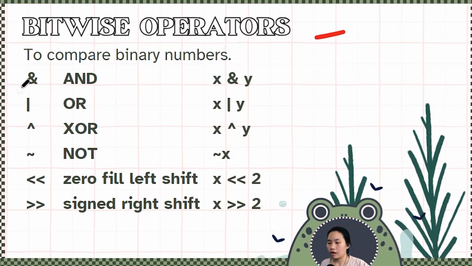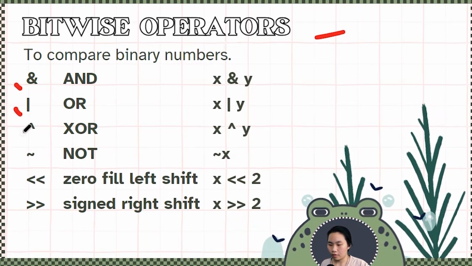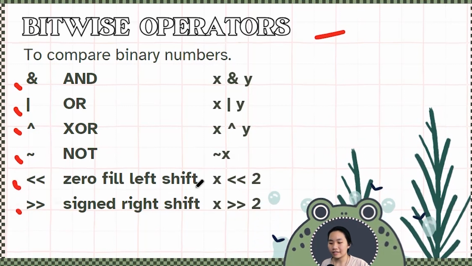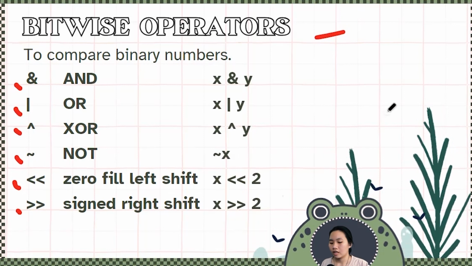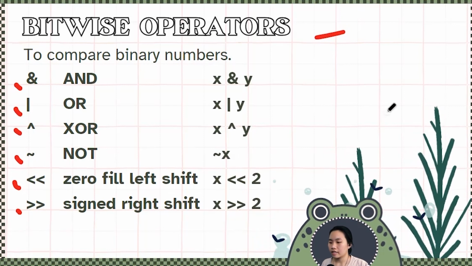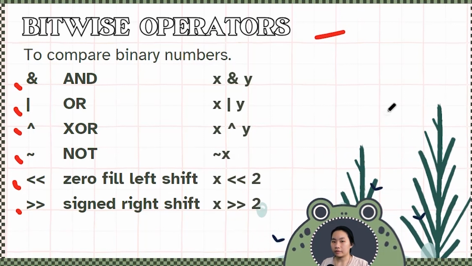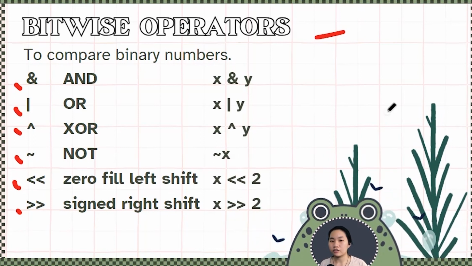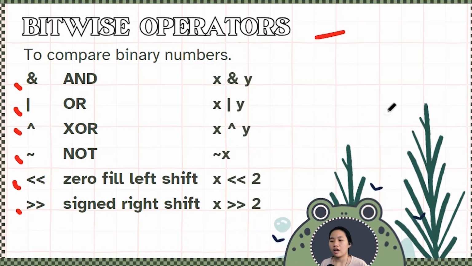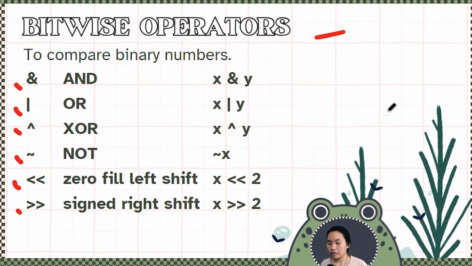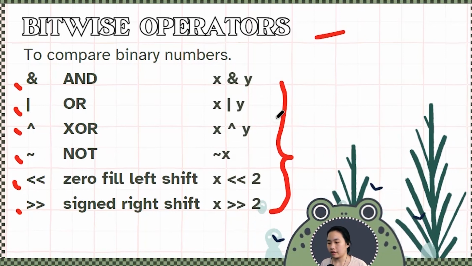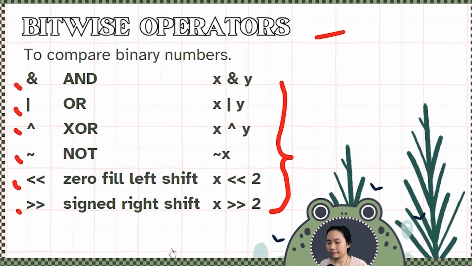Our following operators: and, or, XOR, not, zero fill left shift, and signed right shift. All you need to understand from this is that they replace values. They basically rearrange. That's what they do. They rearrange the positions of the binaries that they're working with. And I will give you a quick demonstration in a bit, but this is the basic syntax so far if you want to use them, okay?